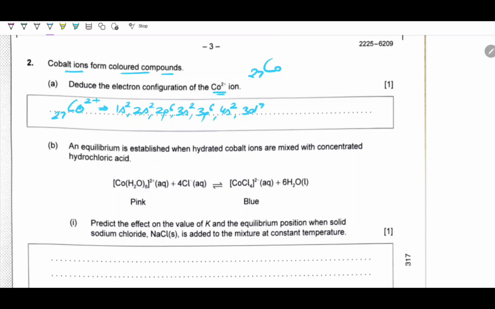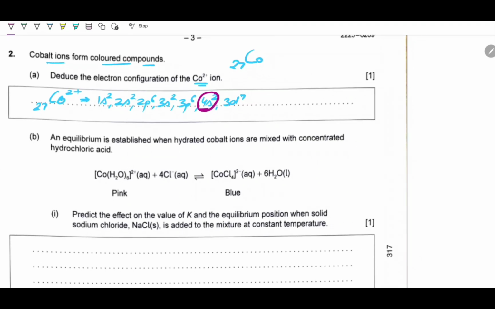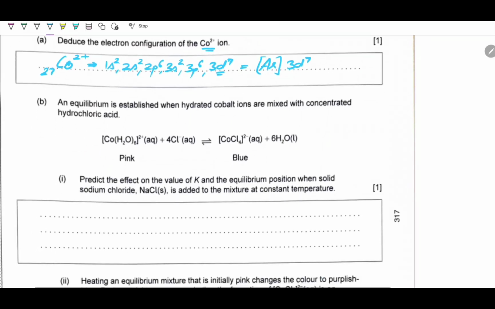So if it loses 2 electrons, it will lose the 4s electrons. These two will be gone. Therefore, we remove the 4s electrons, and the configuration will be 1s2, 2s2, 2p6, 3s2, 3p6, 3d7, or I can write [Ar] 3d7. This will be the configuration of the Co2+ ion. The 4s2 are removed, and 3d7 will be the answer.